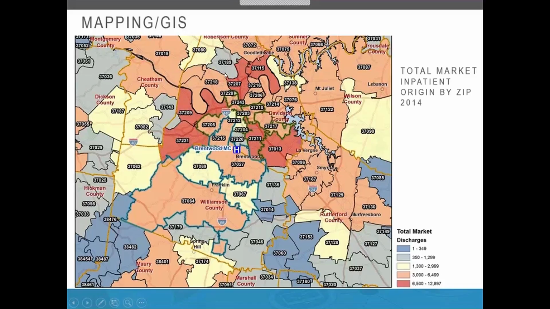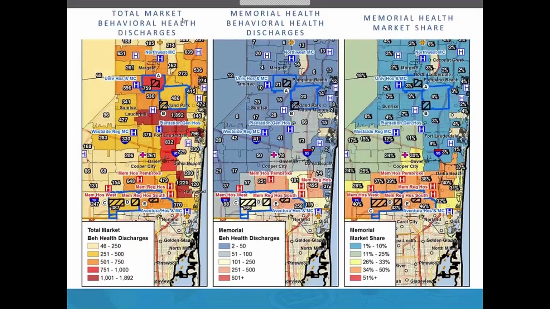So let's say you had dots, but you had no dots in 37013, meaning you didn't see patients from 37013, but there were a lot of patients there, and it's near your hospital. That, boom, opportunity, and you can see it pretty quickly and pretty clearly. Here's some more maps. You can do this for service line. So you'll have your behavioral discharges, you'll have your hospital's discharges, and then your hospital's market share. So this one slide shows more than an Excel table ever could.